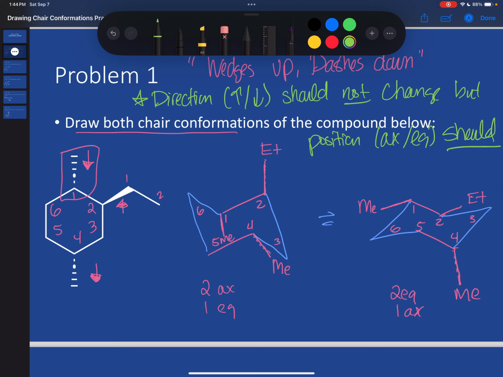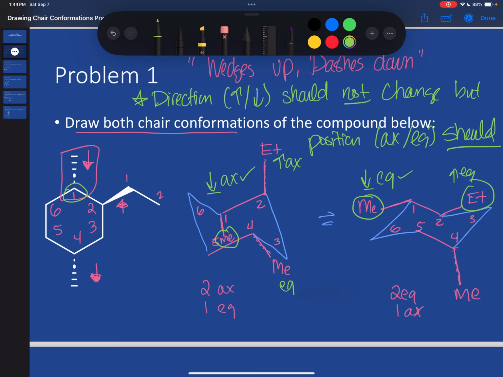So let's look at this first substituent on 1. Here, this was down in the axial position. On the new chair, this was down in the equatorial. So we can see that direction did not change, but position did. So this is correctly flipped. If I go to the ethyl group, I'm starting as up axial, and then here I am up equatorial. So again, my direction stayed the same, which is good, and then my position changed.